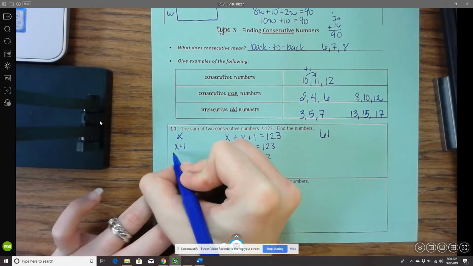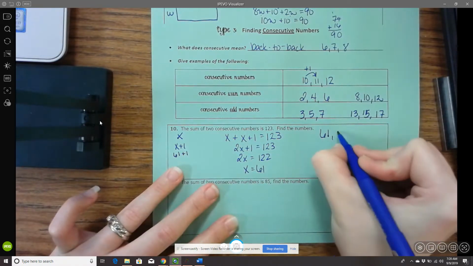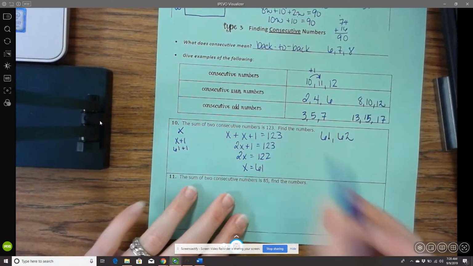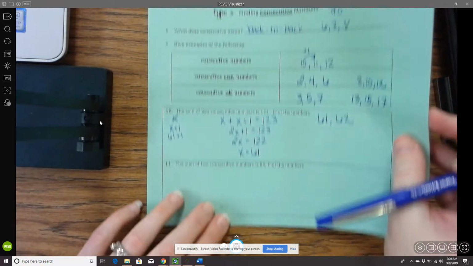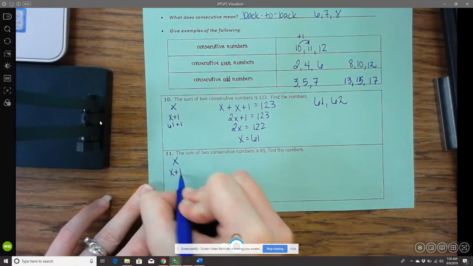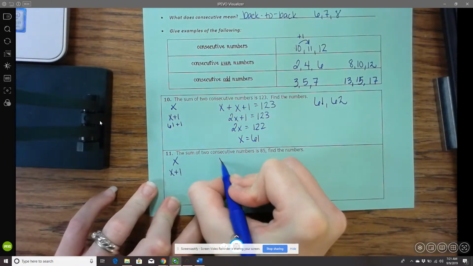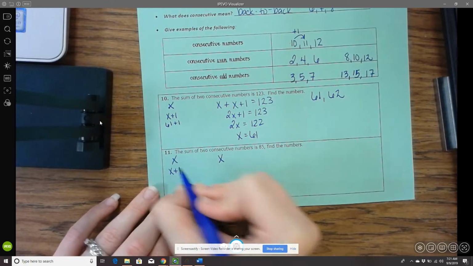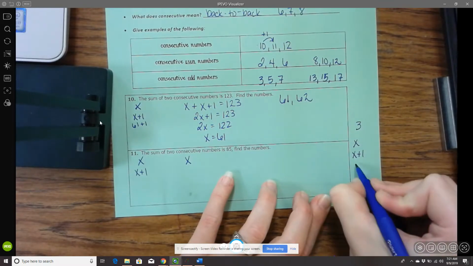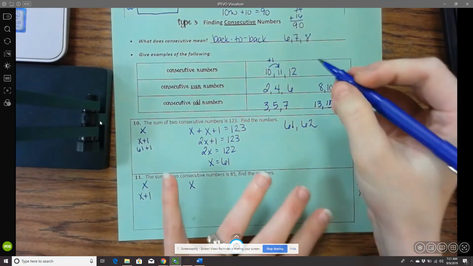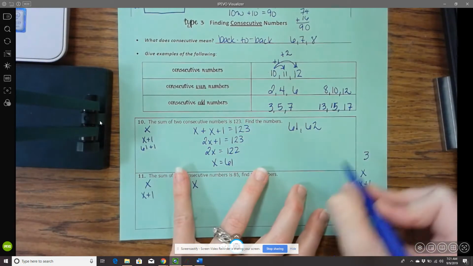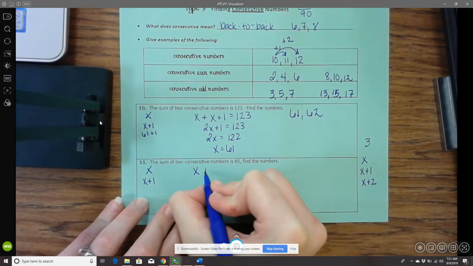61. And then again, we can plug it in here. My next number would be 62. And if you add those up, 61 plus 62 do give you 123. All right, the sum of two consecutive numbers is 85. Find the numbers. So x and x plus 1 are my consecutive numbers. So if you wanted to add a third consecutive number, say it said 3 consecutive numbers, you could do x plus 1, and then x plus 2. Because to go to your third consecutive number, you would just add 2 to your original. So just so you have that.